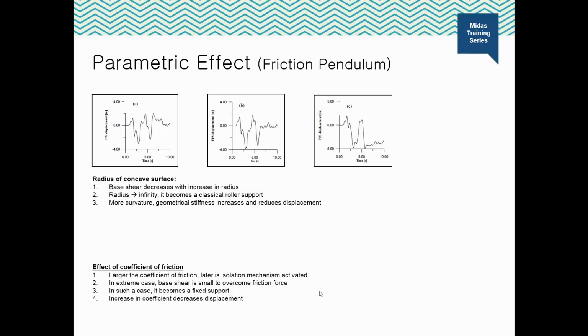If we keep on increasing the radius, and when it tends to infinity, it will become a perfectly roller surface. So if the radius of the concave surface is infinity, it will become completely horizontal and our support will be a roller support. Increase in the curvature will lead to increase in the stiffness and the displacement will also be reduced.